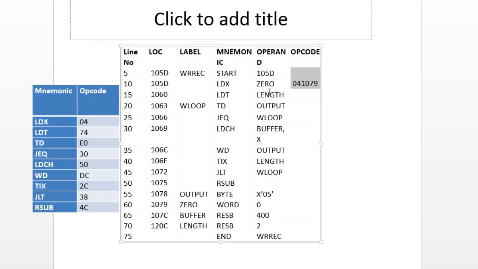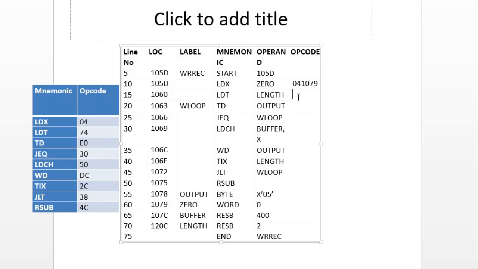So the assembler has converted the English-looking statement LDX ZERO into its equivalent machine code, which is in binary. Well, 0, 4, 1, 0, 7, 9 are all binary numbers. They are represented in hexadecimal, which is a direct representation of the binary numbers, right? Then let us do the next one.